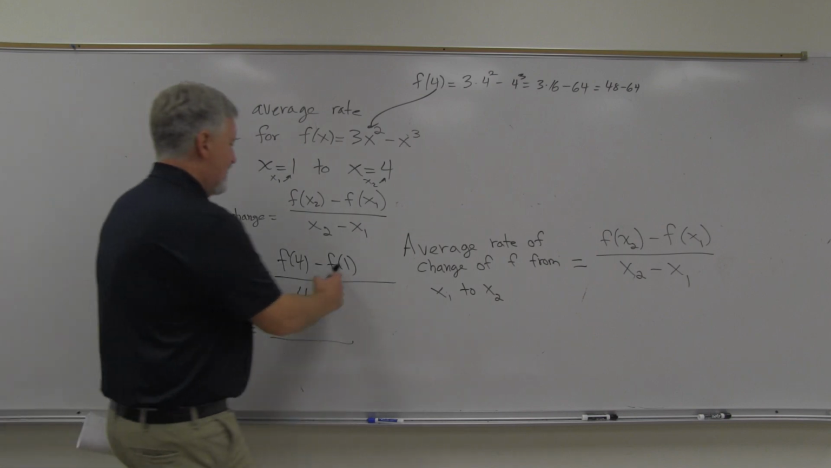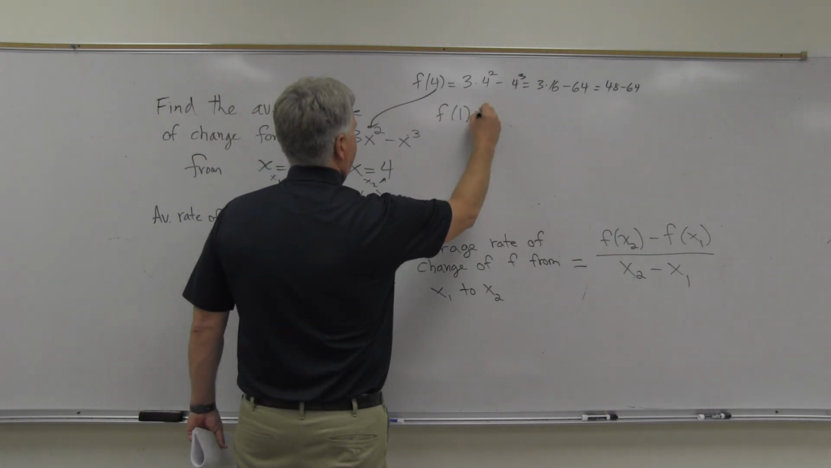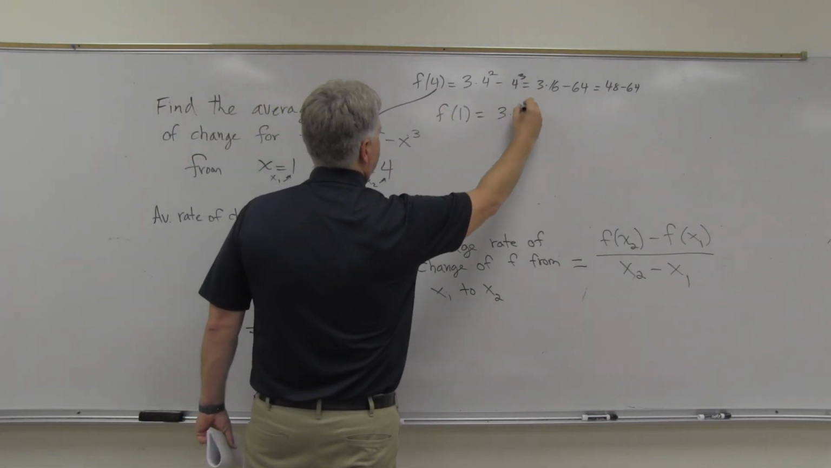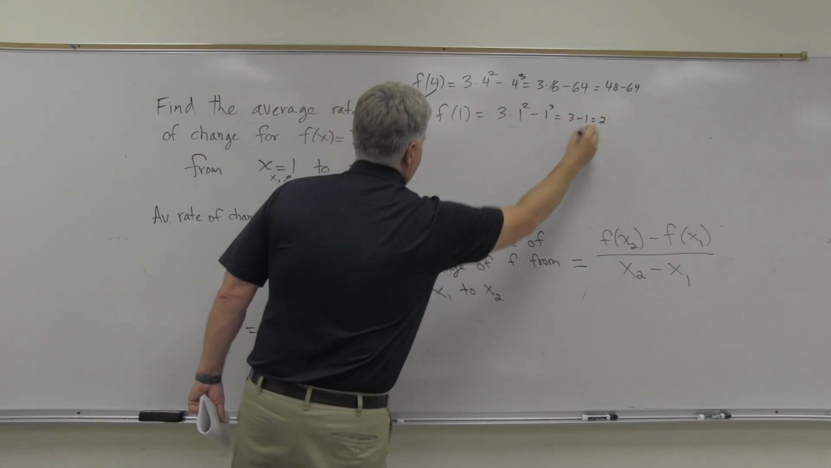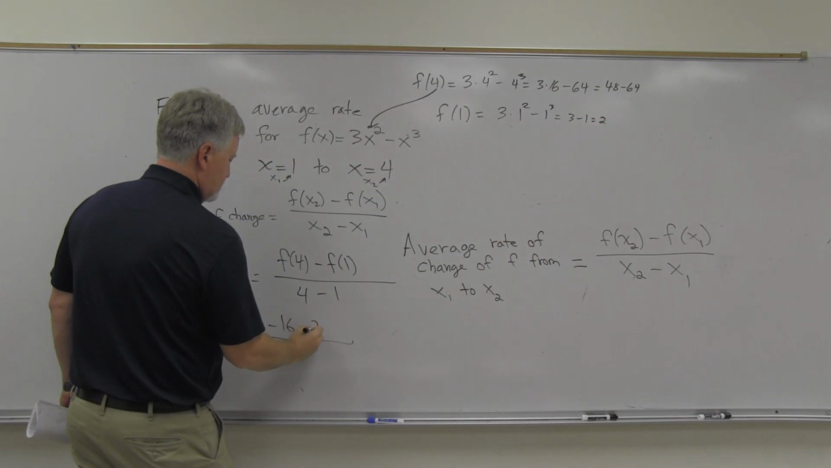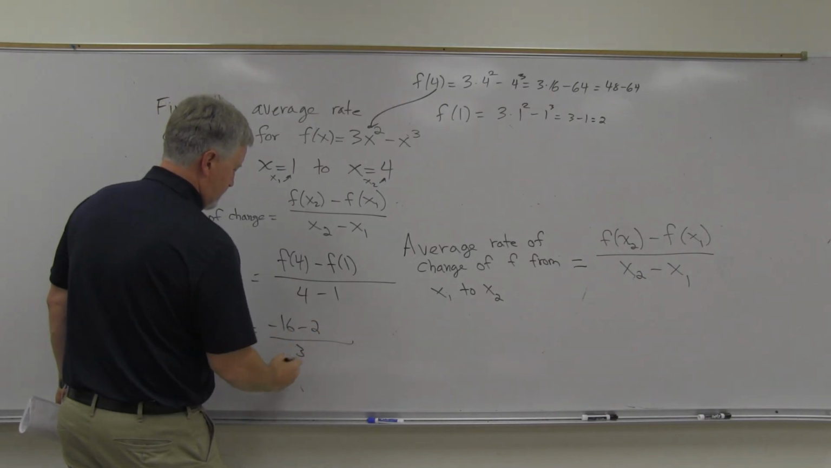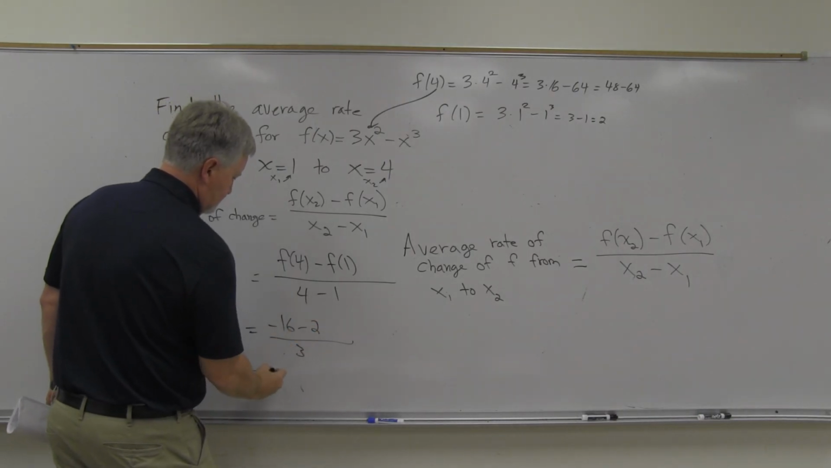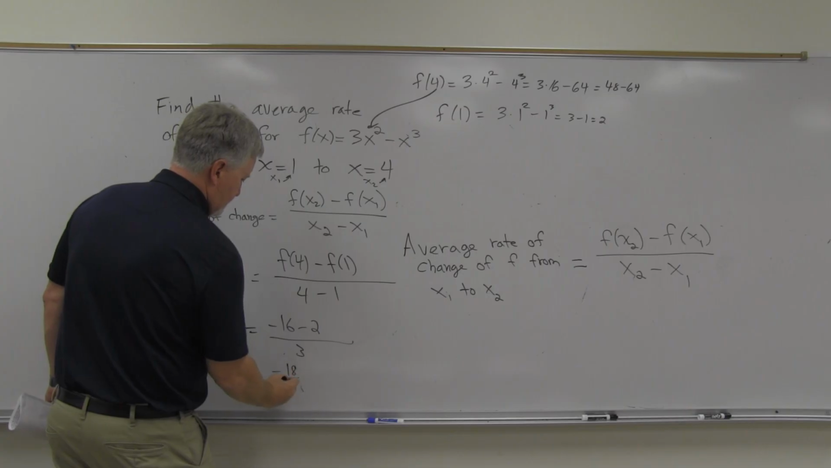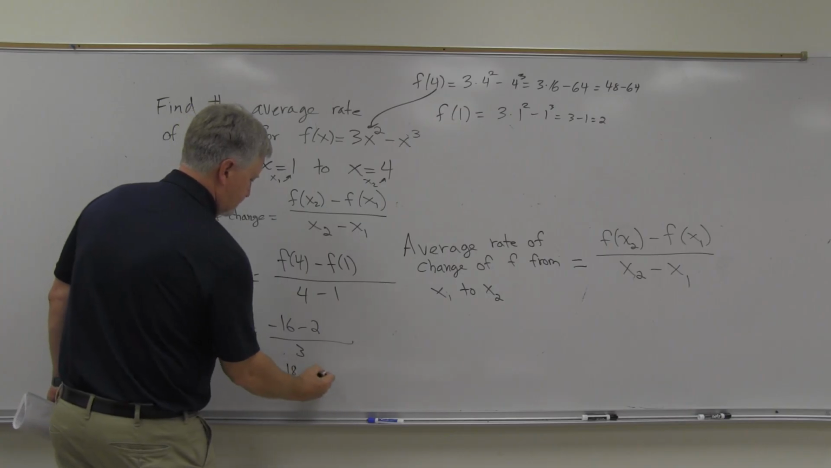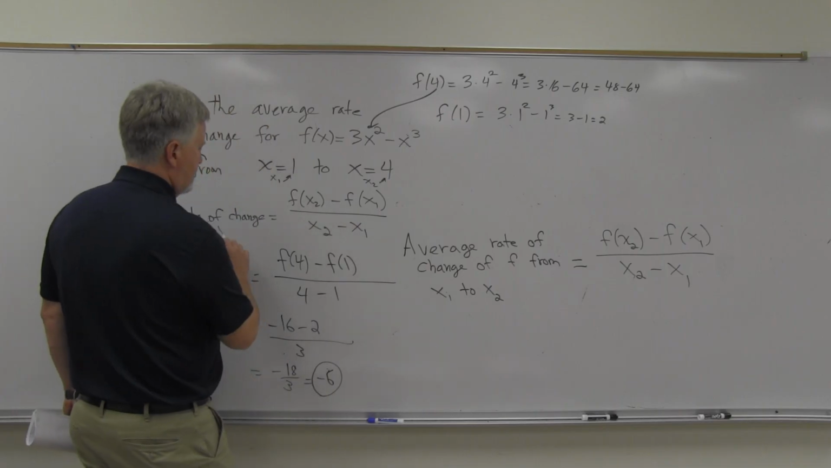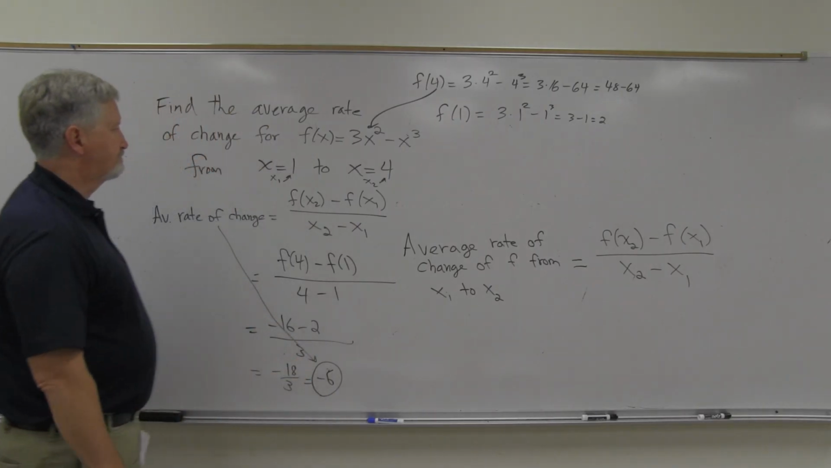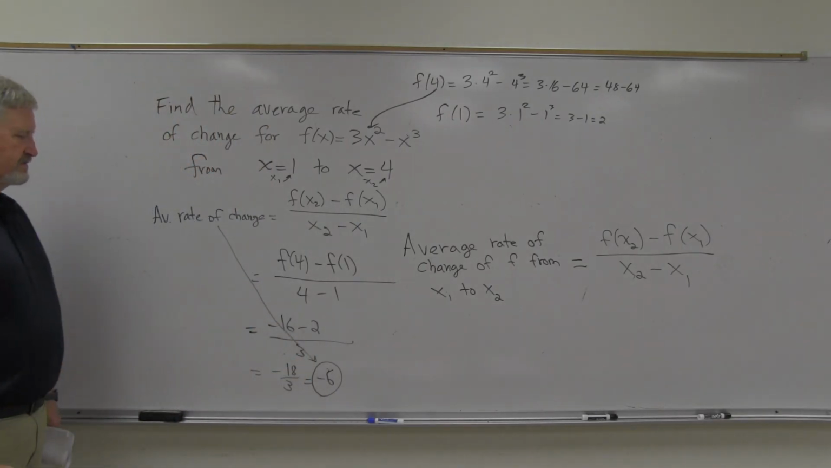All right, f of 1, that's a lot easier. 3 times 1 squared minus 1 cubed, that's 3 minus 1, that's 2. So negative 16 minus 2 is on top, and of course 3 on the bottom, so I'm getting, oh, really nice. Don't always work out that nicely, but I'm seeing negative 6. The average rate of change from x is 1 to x is 4 is negative 6.